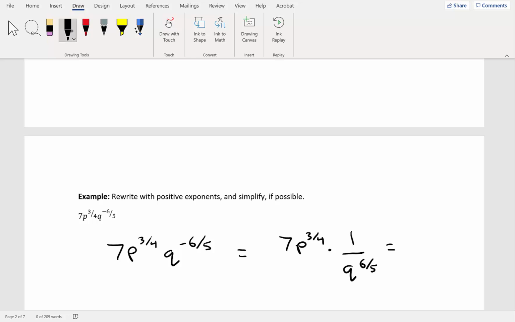So since q is raised to the negative exponent, I had to take the reciprocal of q, which is 1 over q, and then I changed the exponent to be positive. And now I could simplify this even further. This would become 7p to the 3/4 over q raised to the 6/5. And this would be my final answer.